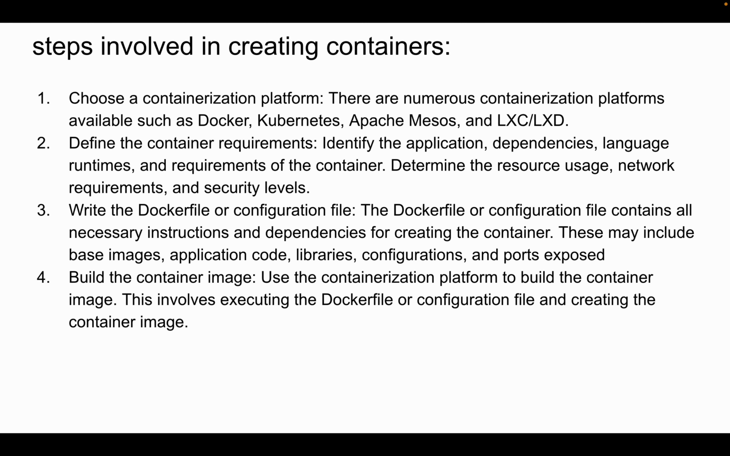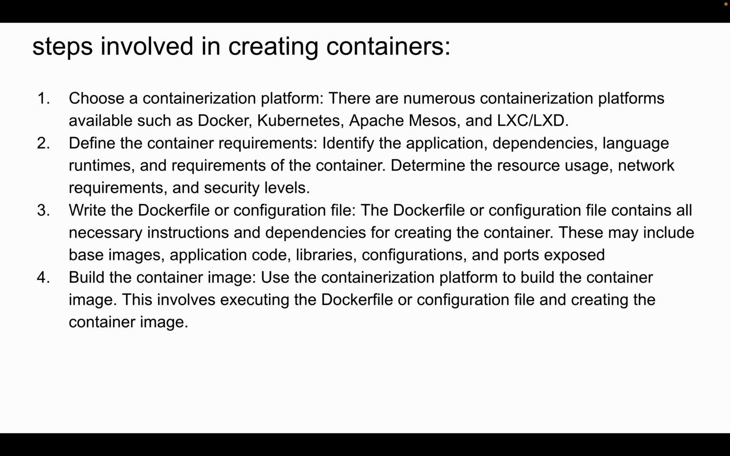Now, the steps involved in creating containers. First, choose a containerization platform. There are various containerization platforms available in the market, such as Docker, Kubernetes, Apache Mesos, and LXD. Define the container requirements: identify the application dependencies, language runtimes, and requirements of the container. Determine the resource usage, network requirements, and security levels. Write the Dockerfile and all configuration files. The Dockerfile contains all the necessary instructions and dependencies for creating the container.